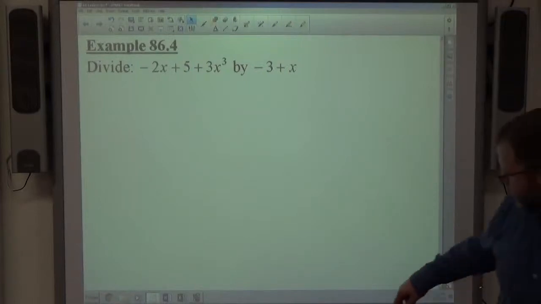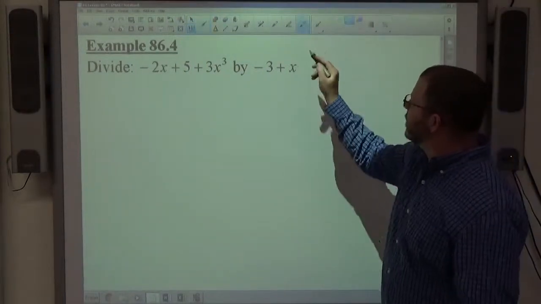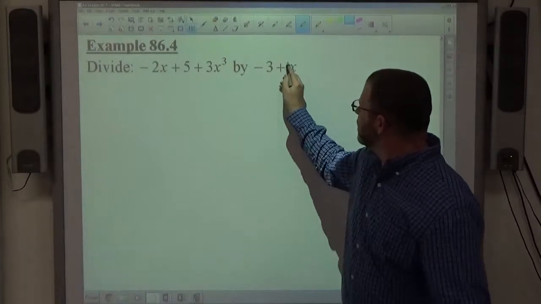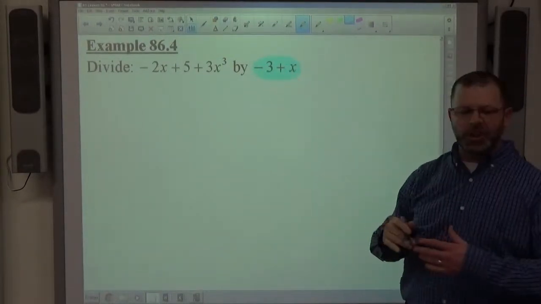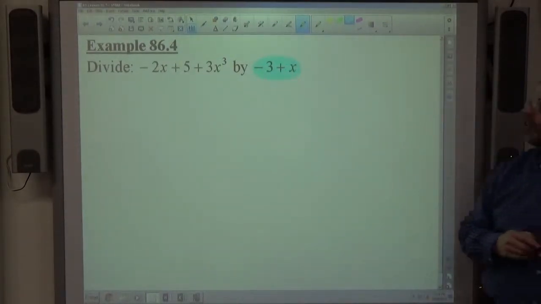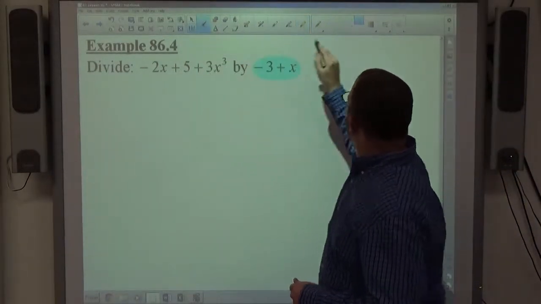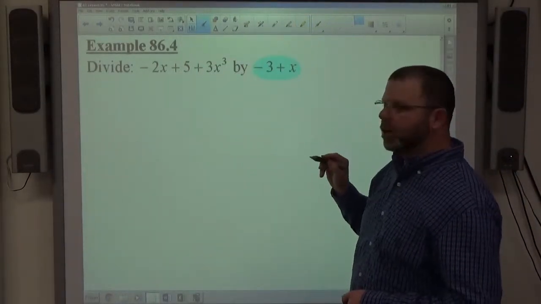Example 4. Same task as before. It says divide this by this. And again, this being a binomial establishes that it's a polynomial divided by a binomial structure. And again, the first step is to rewrite it in long division format.